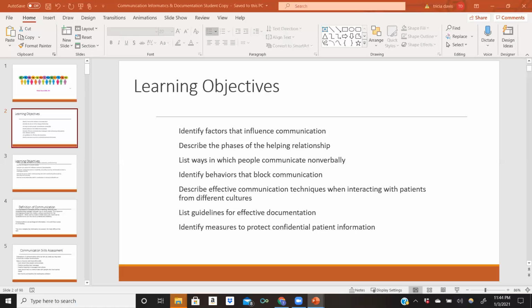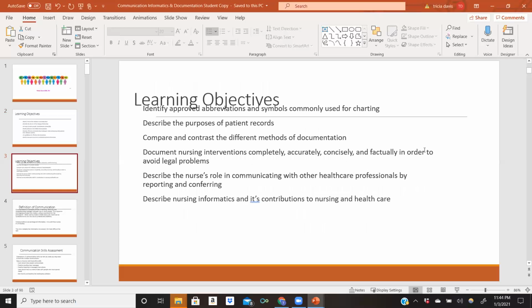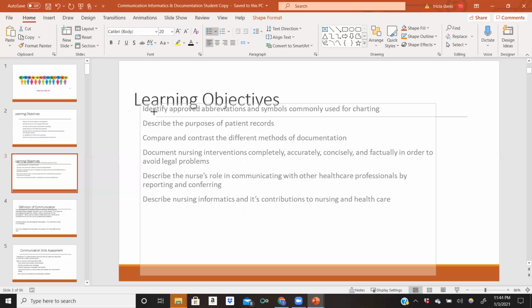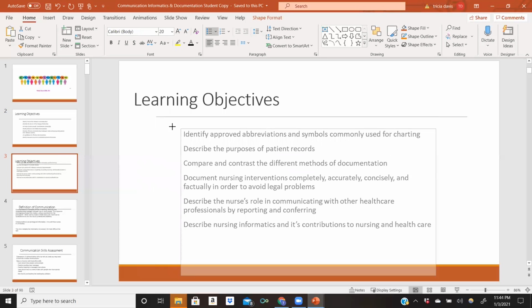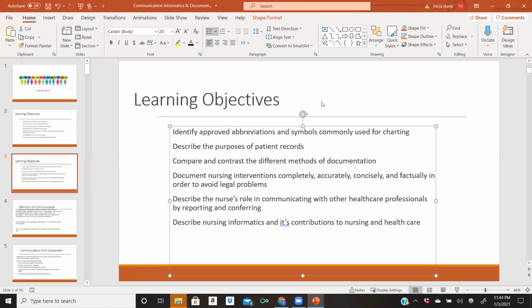We are going to list guidelines for effective documentation. We're going to identify measures to protect confidential patient information. We're going to identify approved abbreviations and symbols commonly used for charting. We are going to describe the purposes of patient records. We're going to compare and contrast the different methods of documentation.